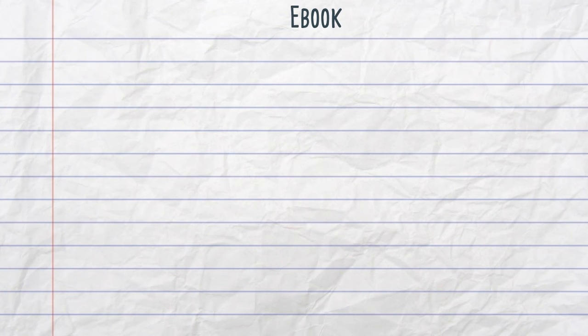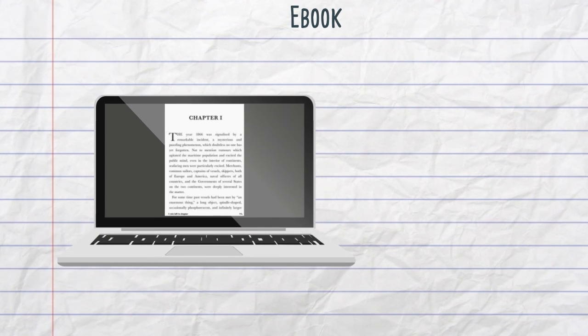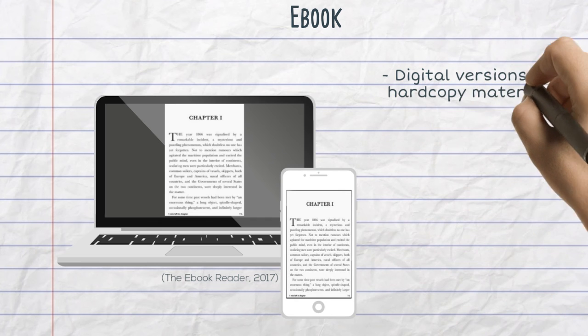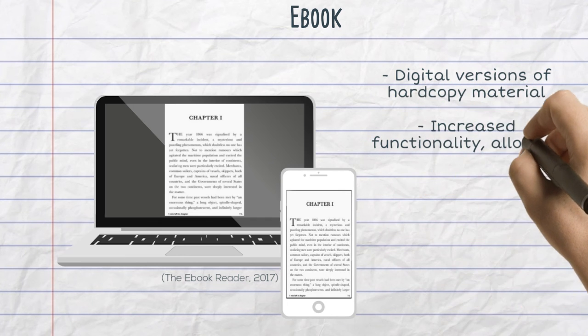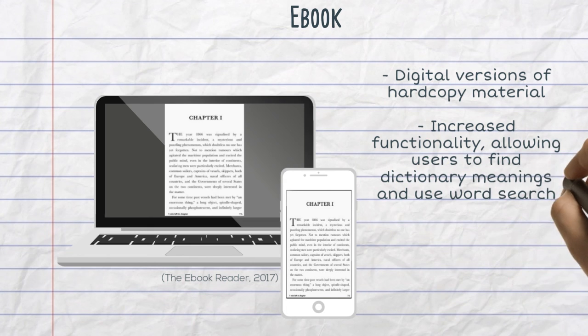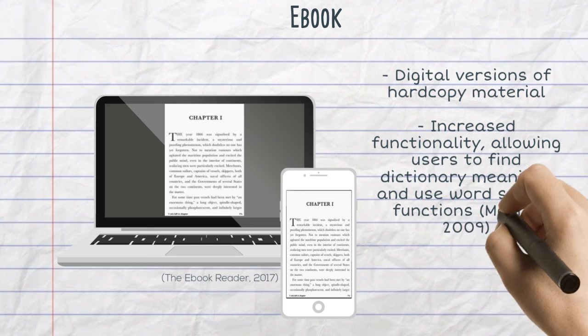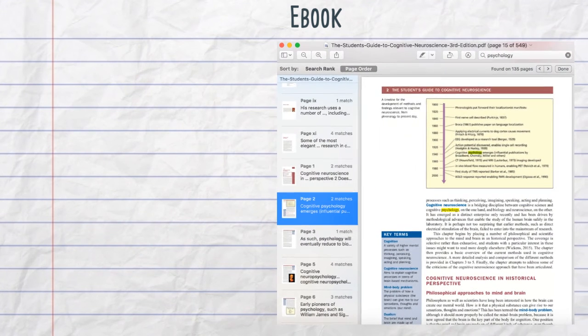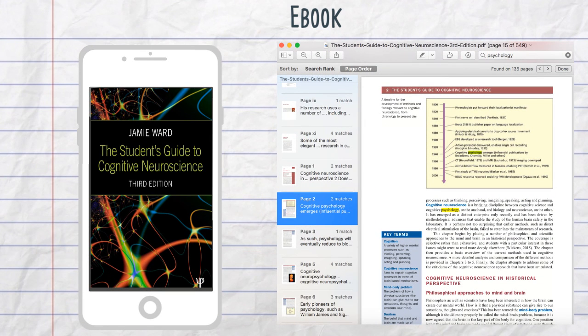Ebooks are a digital version of a hardcopy textbook. Many publishers are choosing to create digital versions of their textbooks due to the increased functionality and advantages ebooks have over hardcopy textbooks, such as links to dictionary meanings and word search functions. Ebooks are an information transmission approach to learning. This is an example of a psychology ebook I have downloaded. It has increased functionality, such as the option to search for specific words and phrases.